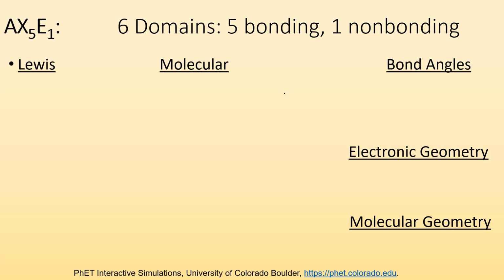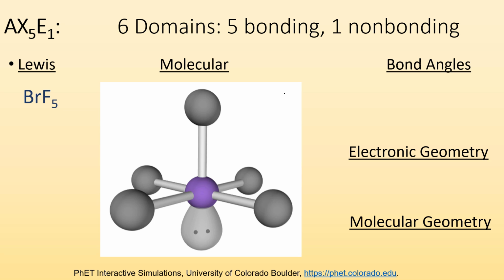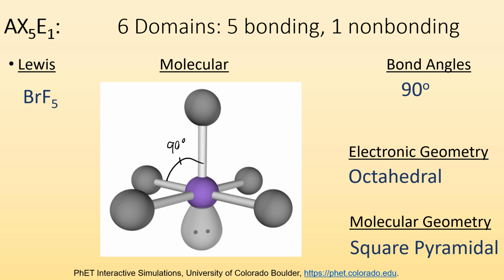Moving on to 6 domains total, 5 bonding, 1 non-bonding. So AX5E1, a Lewis example could be BrF5. The molecular shape is going to look like this. You see there are 5 bonded atoms and 1 electron pair. The bond angles are going to be 90 degrees. There's 90 degrees between any and all of these. The electronic geometry is octahedral. And if we're describing just the bonded atoms, we're going to call that square pyramidal. We have this square base sitting on the bottom, and then all of those 4 points can reach up to the top, and we made a square pyramid. So the molecular geometry would be square pyramidal.